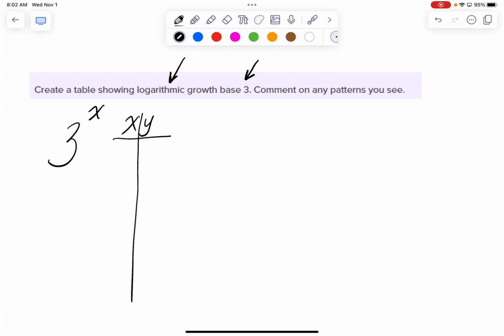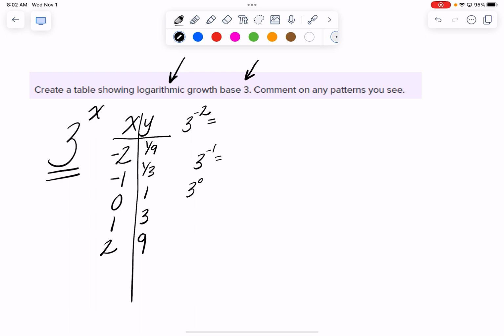So with logarithms, if we're asked to create a chart for points of our logarithm, we want to just start with the exponential. So let's do -2, -1, 0, 1, and 2. 3 to the -2 calculates to be what number? 1/9. 3 to the -1 is 1/3. 3 to the 0 is 1, 3 to the 1 is 3, 3 to the second is 9. Now, if you type that in, you're giving me exponential growth of base 3, which is close, but it wants the log growth of base 3.